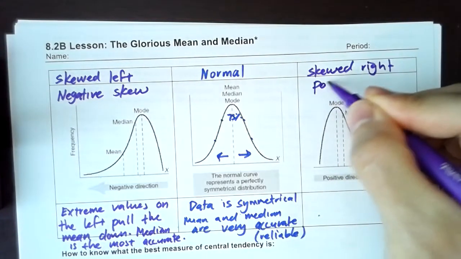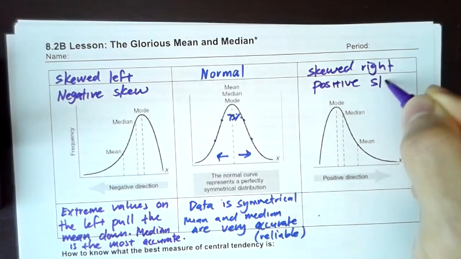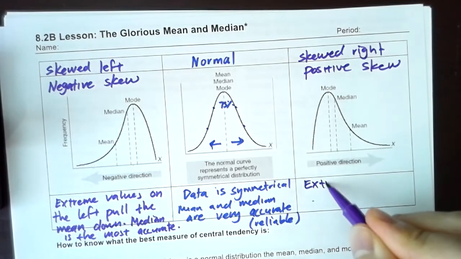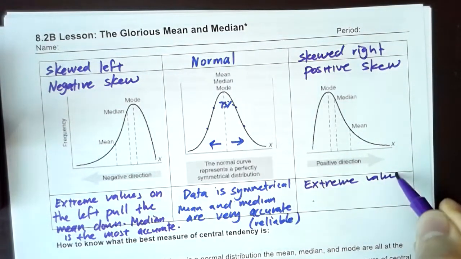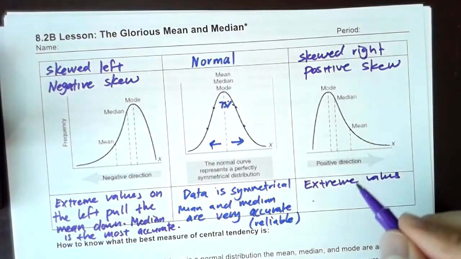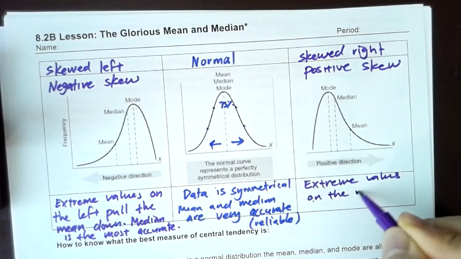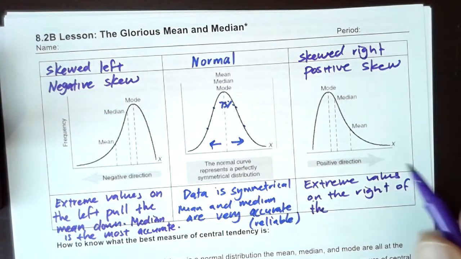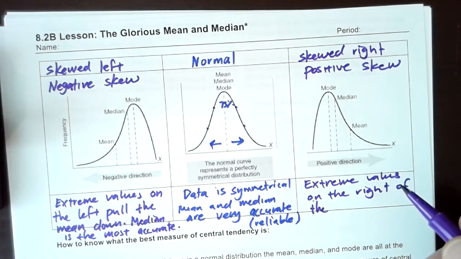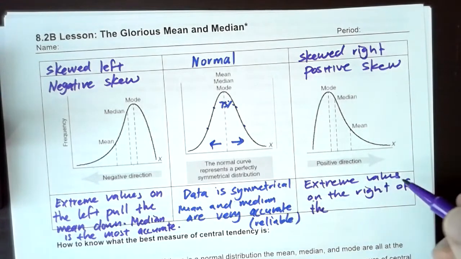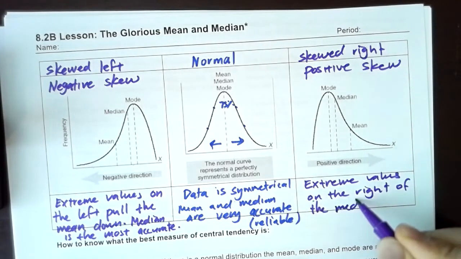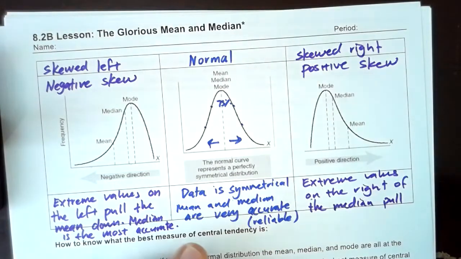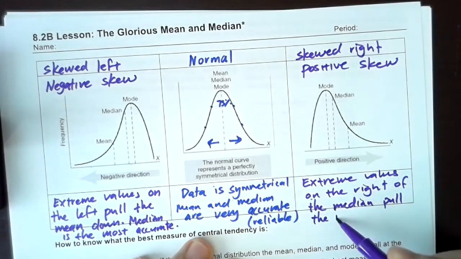Or this is a positive skew. And this is where extreme values on the right side, the right of the mean, extreme values on the right of the median pull the mean forward.